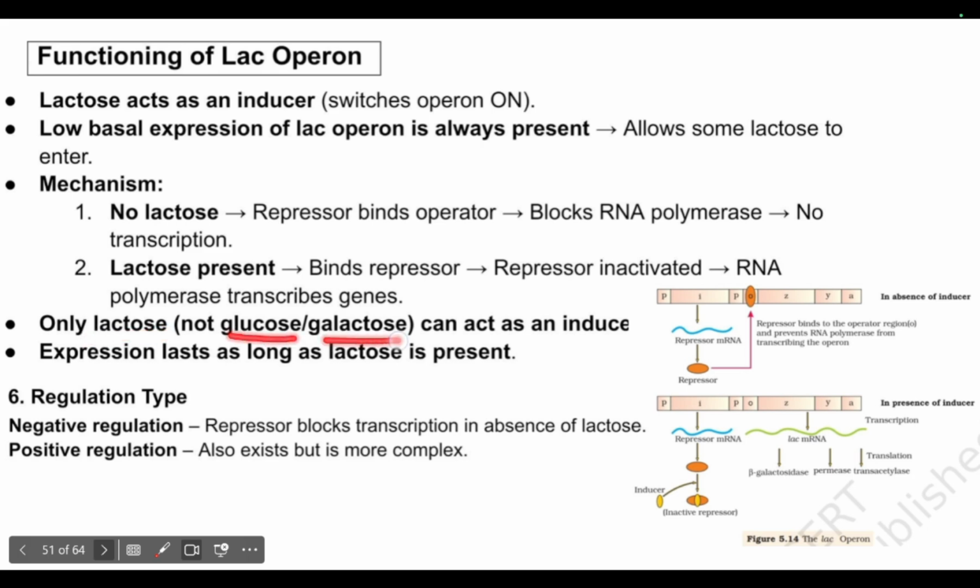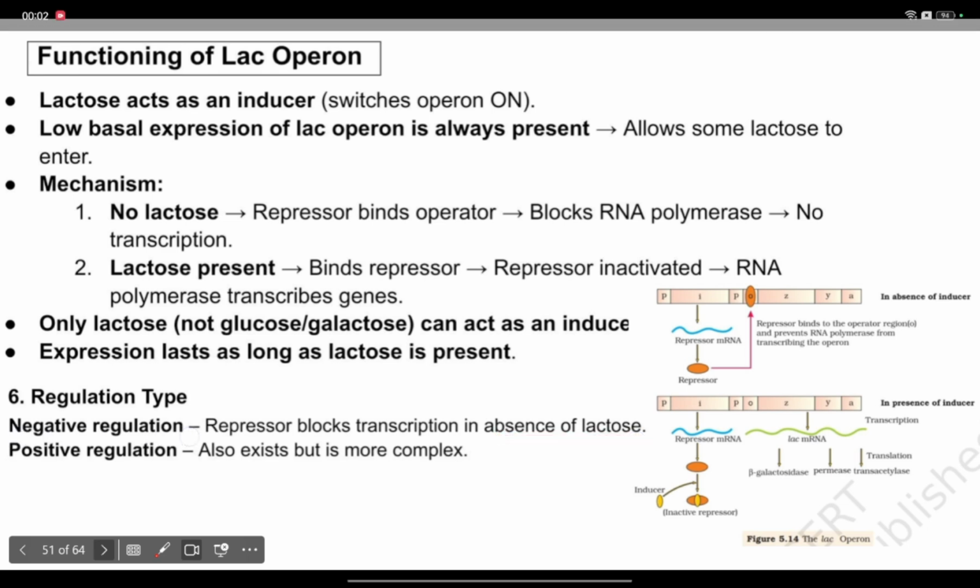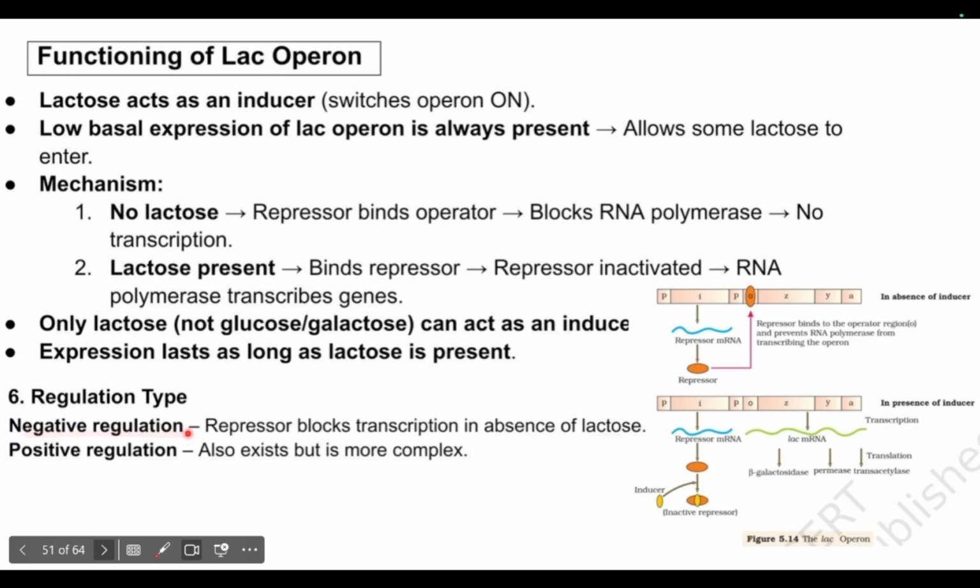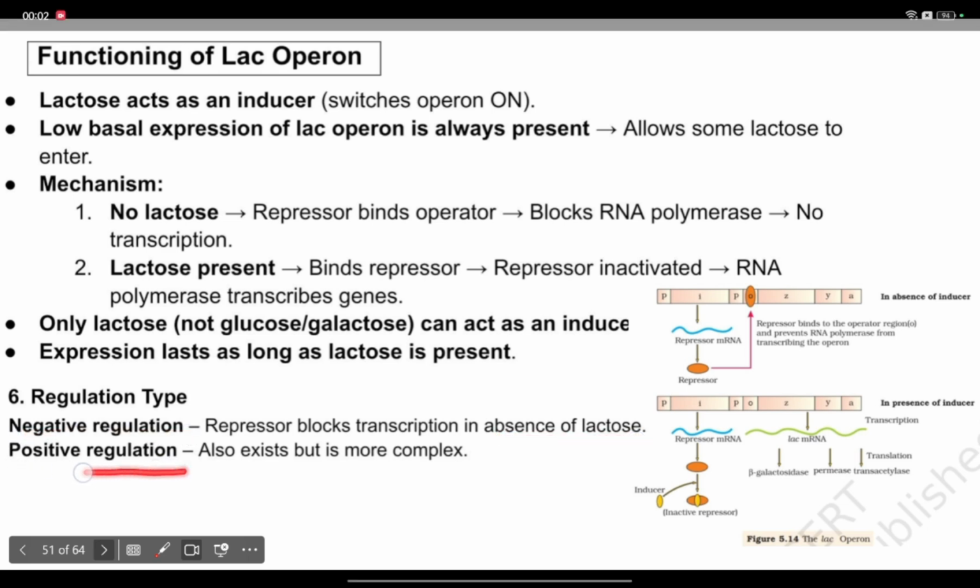Only lactose can act as an inducer. Glucose and galactose cannot act as the inducer. And expression of this lac operon lasts as long as the lactose is present. This lac operon, with the help of lactose, is under negative regulation. But the lac operon also shows a positive regulation.